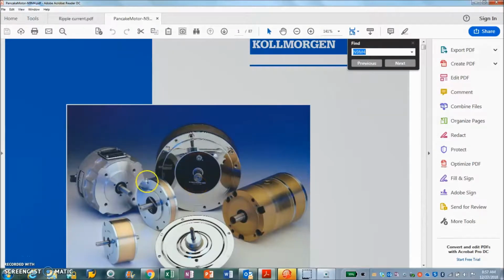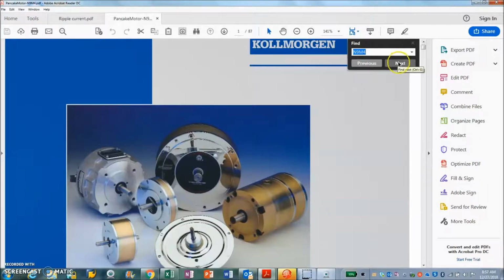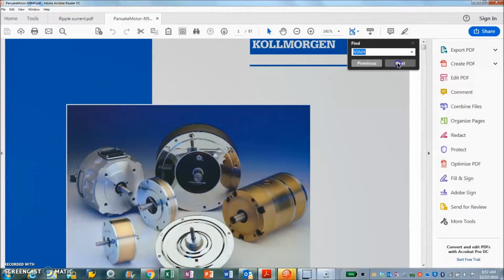So today we're going to look at the Kollmorgen Pancake motor. It's a really thin motor, and the model number I have is the N9M4. I've seen these motors before with tachometers back in the 400 series days. We tuned these up with a filter between the drive and the motor.